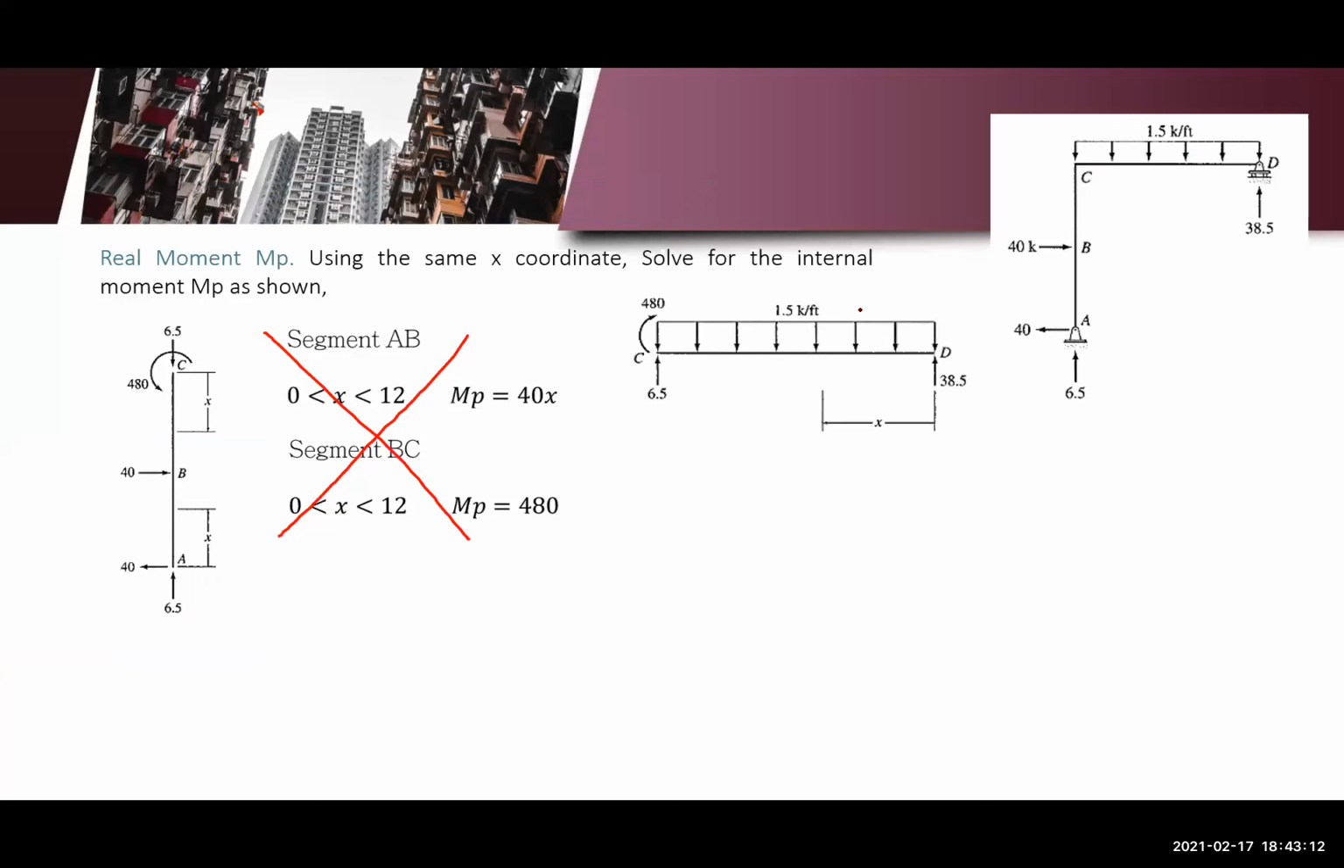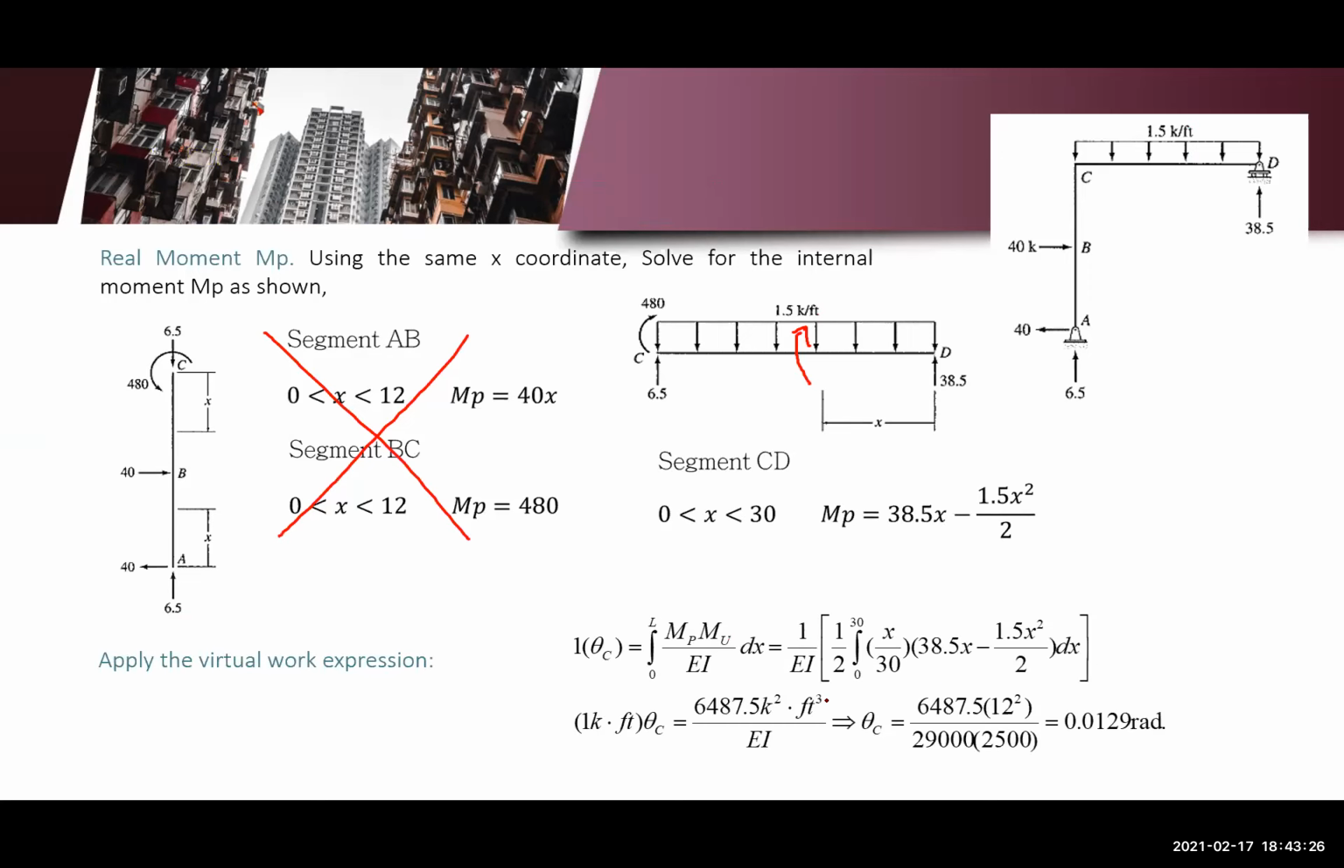Segment CD na lang. So, ito, compute natin. So, yun, we have 38.5x minus 1.5x times x over 2. Then, substitute. Ayan na. Hindi na nga to sinama, kasi nga, ang MU mo is 0. Kung mapapansin mo, segment CD na lang yan. 0 to 30. So, MU, MP, tapos 0 to 30.